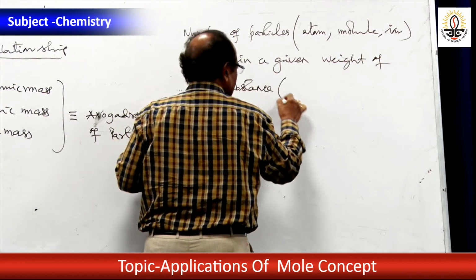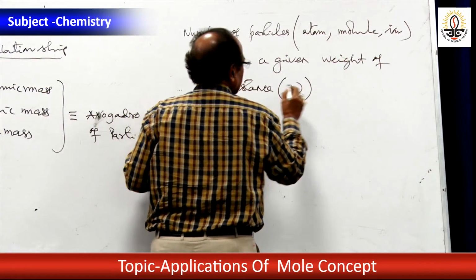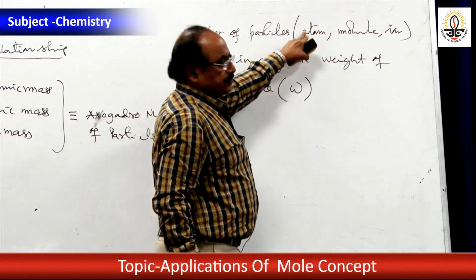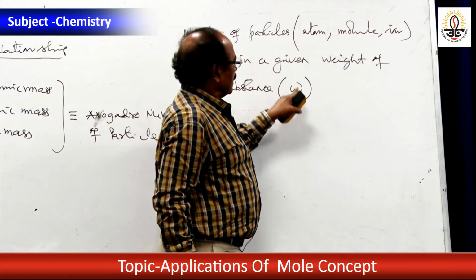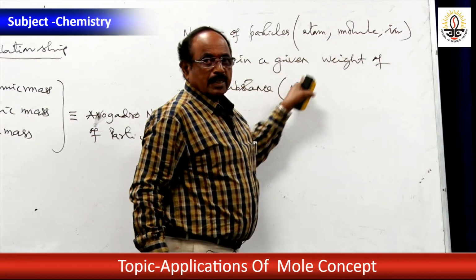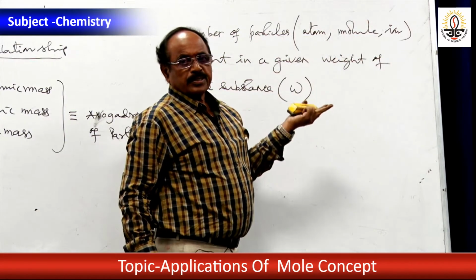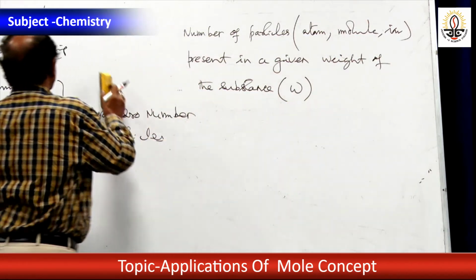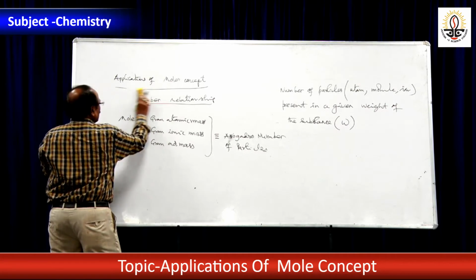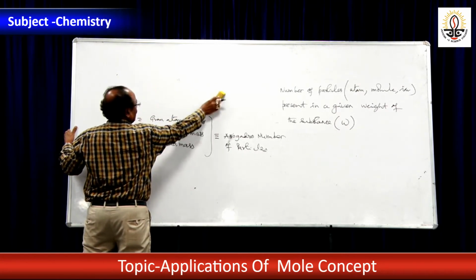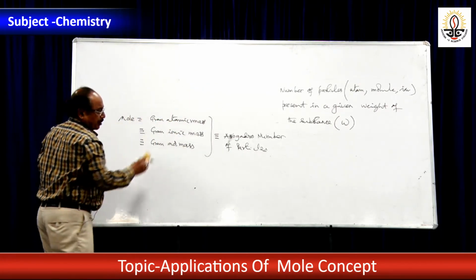That is, what is this? W. W gram of atom, W gram of element, W gram of compound, W gram of ion. We can use it. So, we know that 1 mole contains a gram atom. So, what will we do?